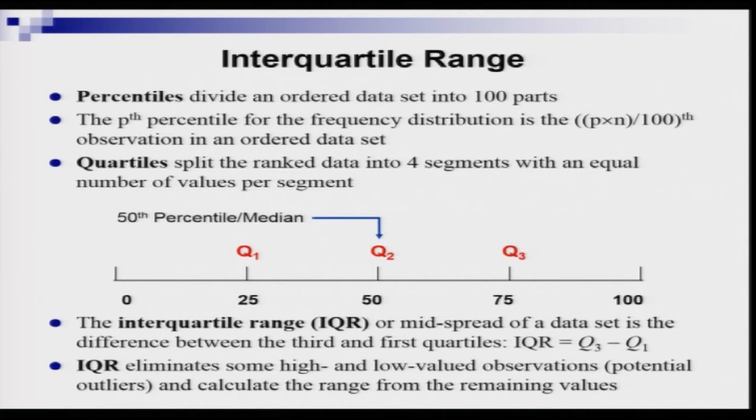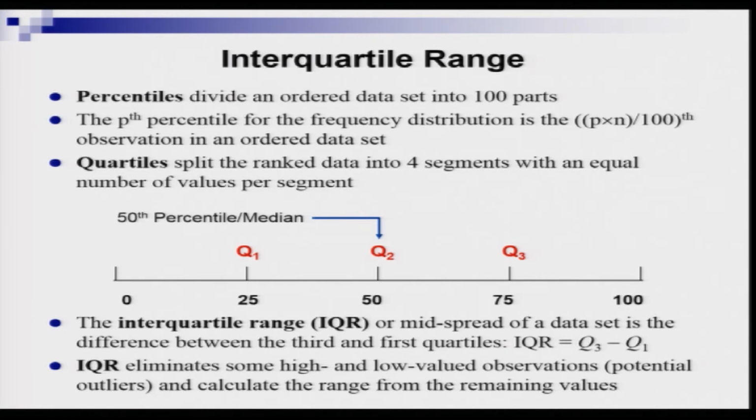When we talk about the second quartile, the values less than the second quartile are 50% of the sample, and the values above the second quartile constitute the remaining 50% of the sample. So, the second quartile value is actually the median value. Now, the interquartile range concept is based on the quartiles.